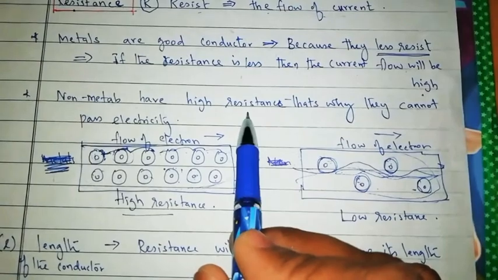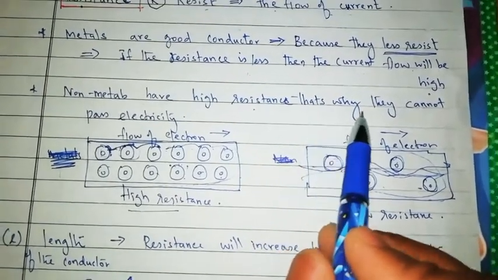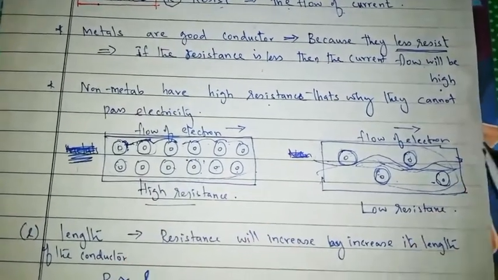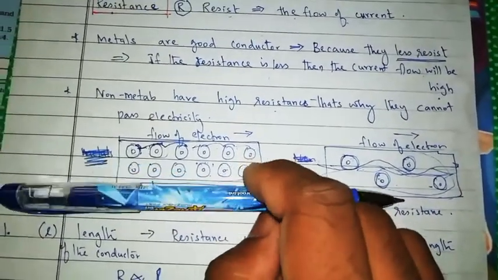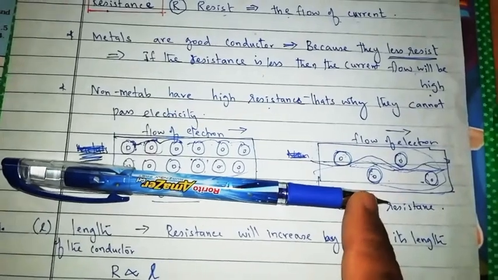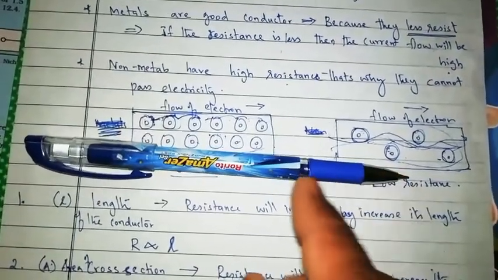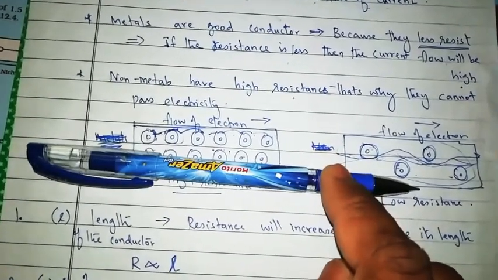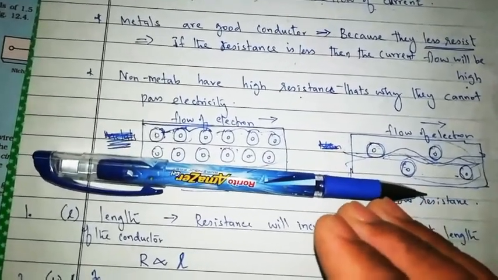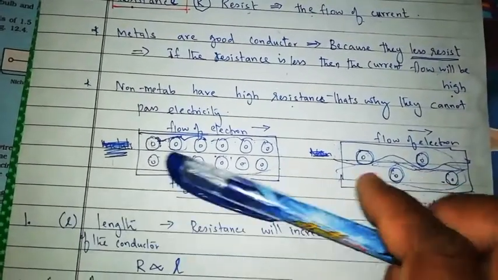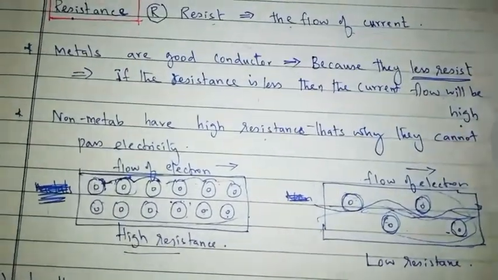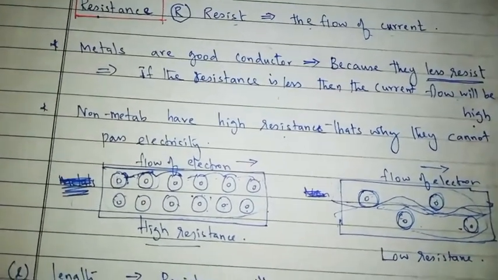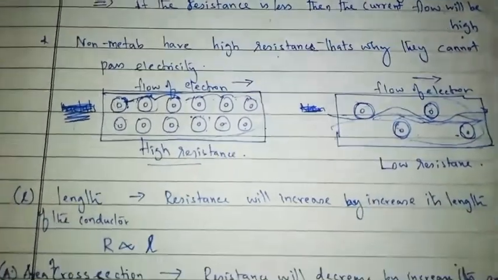Why do they resist a lot? Because of that, the current is not passing through. Okay, in non-metals, for example wood or plastic, they never allow electricity to pass. Why? Because there is a high amount of resistance, so they never allow the electricity to pass. But in metals, you can see less resistance, and they allow electricity to pass very smoothly.